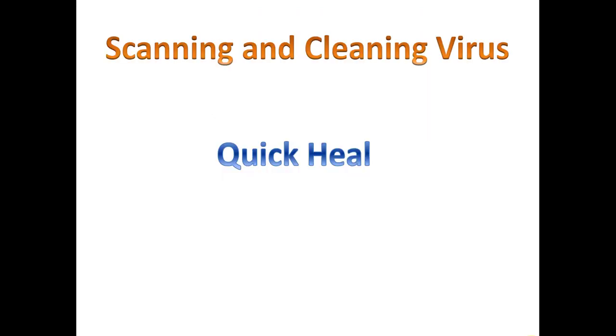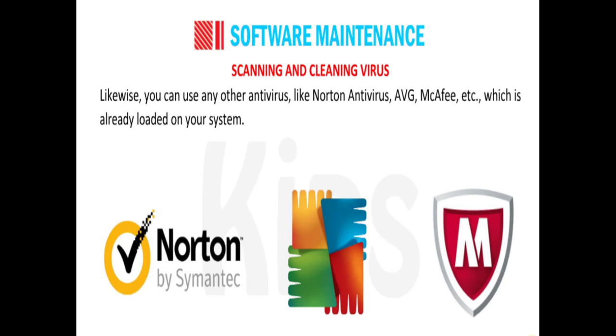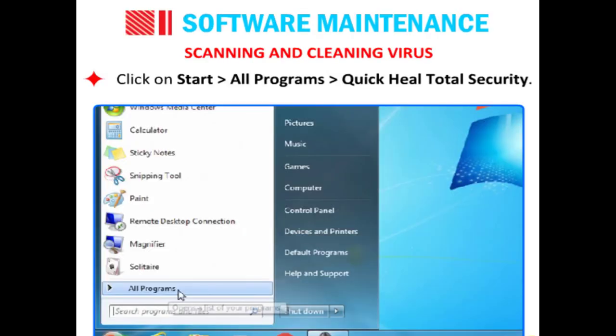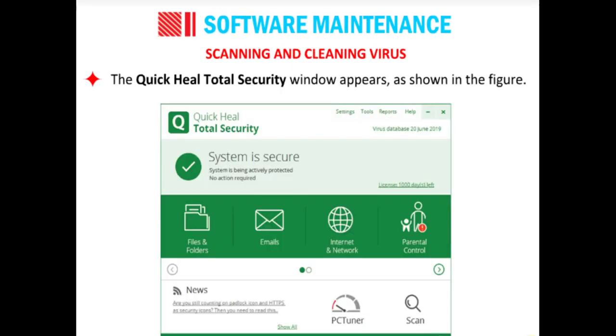Scanning and cleaning virus. We are learning Quick Heal Antivirus. Likewise, you can use any other antivirus like Norton Antivirus, AVG, McAfee. You can take any other antivirus software which is already loaded on your computer. Click on Start, All Programs, and you will find Quick Heal Total Security Antivirus. This is the window of the Total Security Quick Heal Antivirus software.